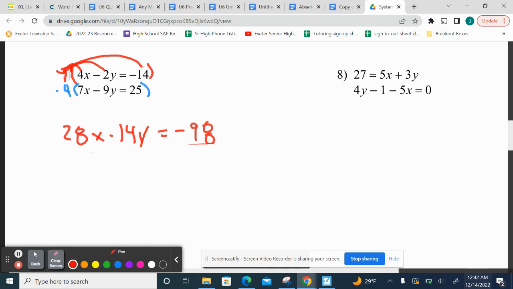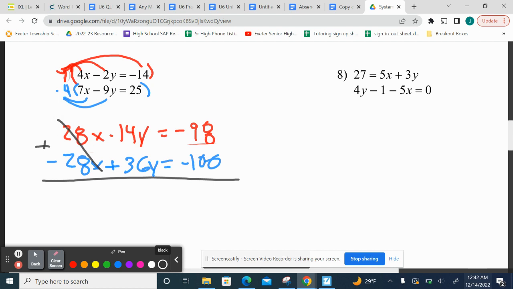There we go. All right. In blue, we would have -28x because I'm going to distribute this, plus, what is that, 36? Yeah. And look at that. We now can cancel the 28x and the -28x. We add those together, they cancel. 36 minus 14, essentially, 22y. We're adding -14 to 36.